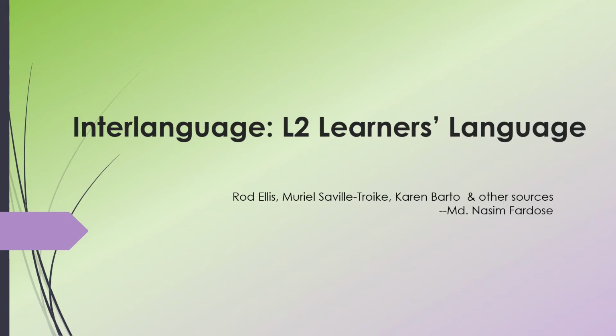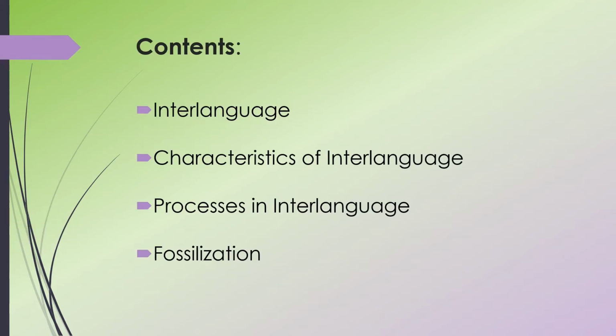So let's start with our contents. So what will be our contents? So here are our contents. We will be talking about interlanguage. We will be talking about characteristics of interlanguage, or the features of interlanguage. We will also talk about the processes in interlanguage, and fossilization. So we'll know what fossilization is and how fossilization works.